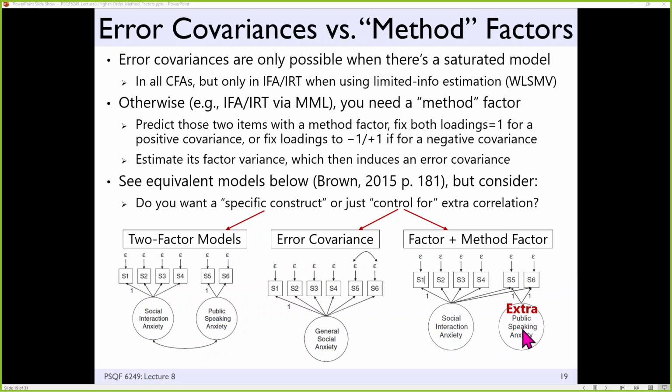So I had recommended this type of strategy, the one on the right here, to several of you that ended up with a bunch of error covariances where it was like the same combinations of items. That way you can have a factor that maybe captures what they have in common as opposed to multiple separate error covariances, and that may be more parsimonious in some cases. So, does this make sense so far?